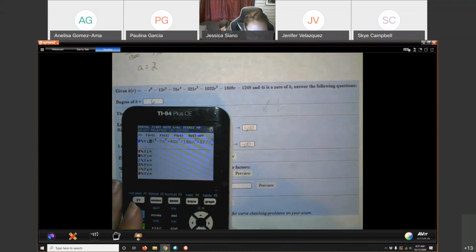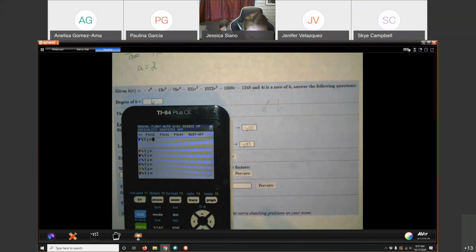I'm still going to graph this and see if there's anything the graph can tell me. Negative x to the 6th minus 13x to the 5th minus 75x to the 4th minus 321x to the 3rd minus 1022x to the 2nd, 1808x, 1248. I'm going to press zoom 6 to get my graph back to a standard window because I messed with the window before. Zoom 6 will always get me back to a standard viewing window.